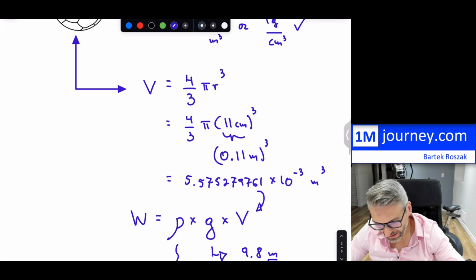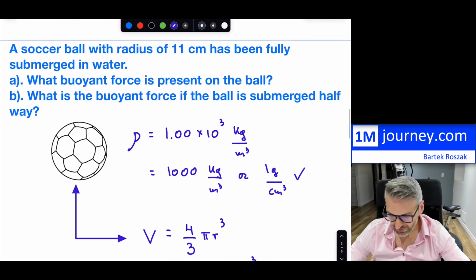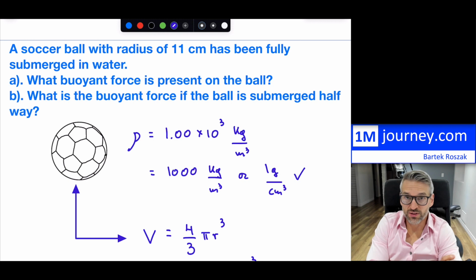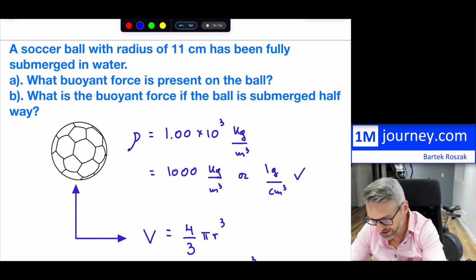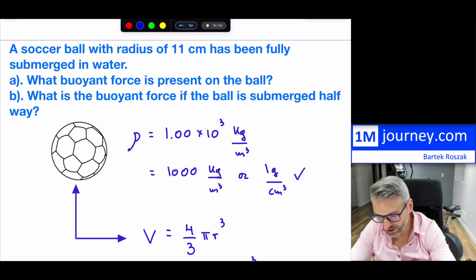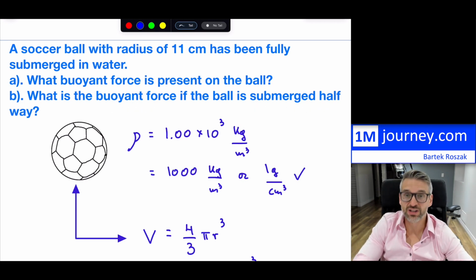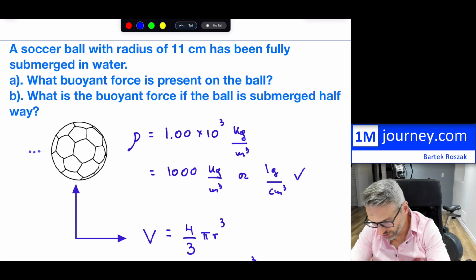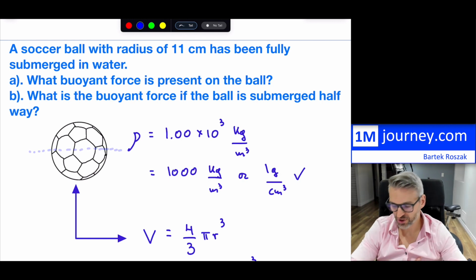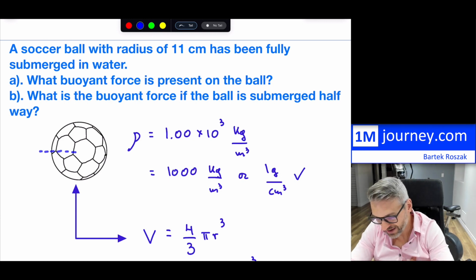Now, if you think back, the buoyant force is present regardless of whether you submerge something entirely or not. This is if it's fully submerged. Now in part B, something interesting is asked: what is the buoyant force if the ball has been submerged halfway? Instead of submerging it all the way, what if we submerge it this much? Well, you're still displacing water. You would only displace half of the ball's water, so the volume would have been half.